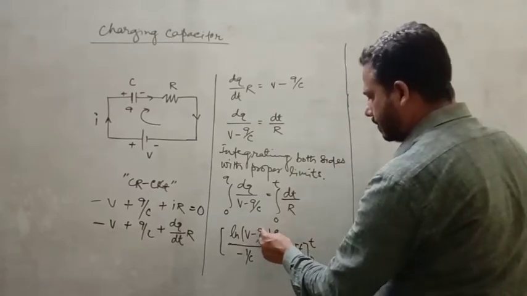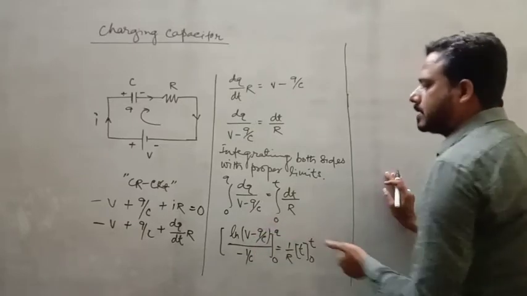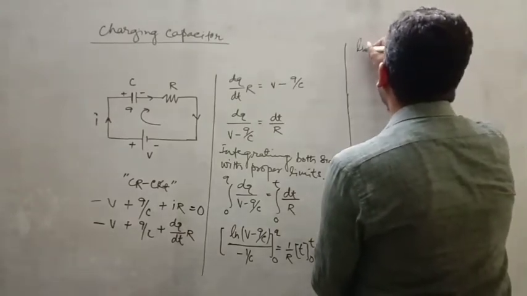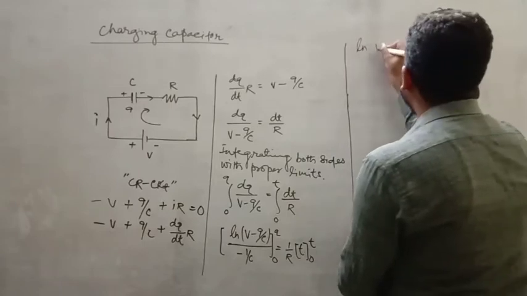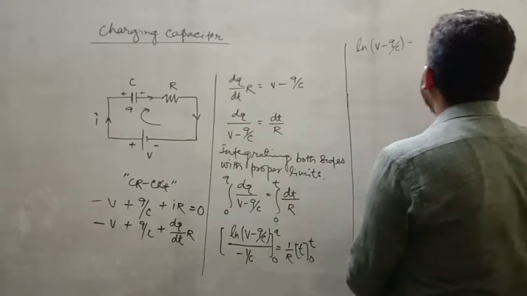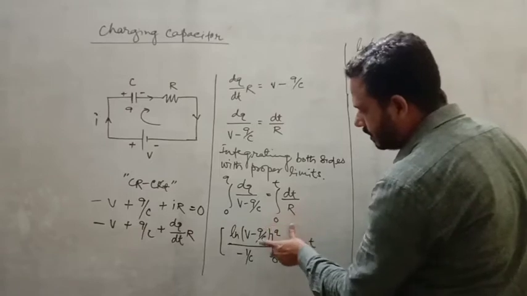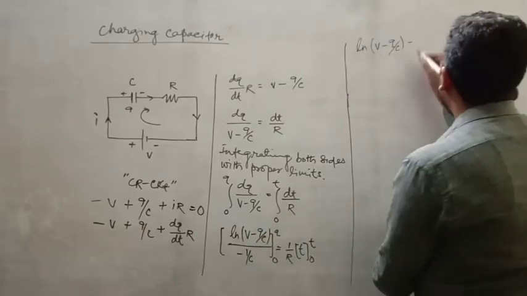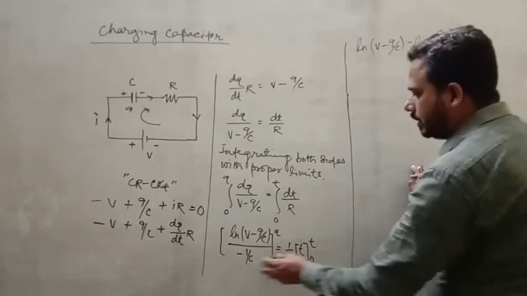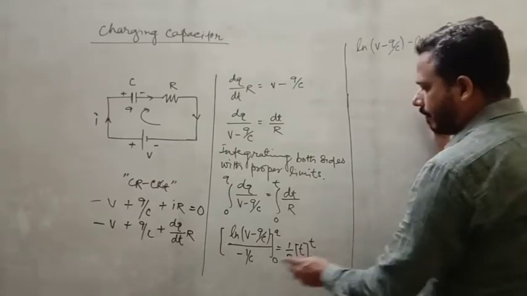So q in the place of q, so q there minus 0, that is upper limit minus lower limit you have to take. So you take ln of the upper limit q, so there is no change, v minus q by c. Upper limit minus lower limit, whenever you put 0 in place of q, this factor will be 0, so ln v. So this one is ln v. Now the denominator part you have to multiply here. So there is minus 1 by CR.